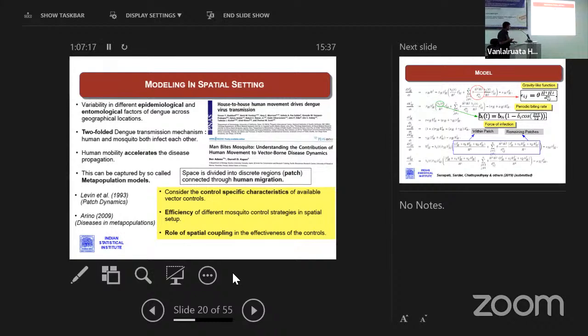Okay, so interested people may read these two articles for metapopulation dynamics. One is Levins, another one is Hanski. Space is divided into discrete regions, that are connected through human migration. You understand now why I consider human migration.